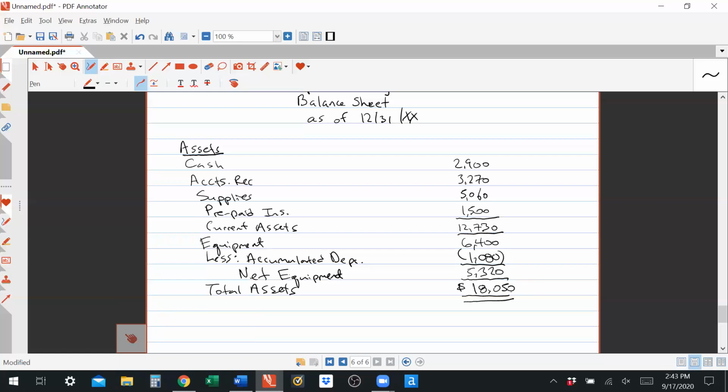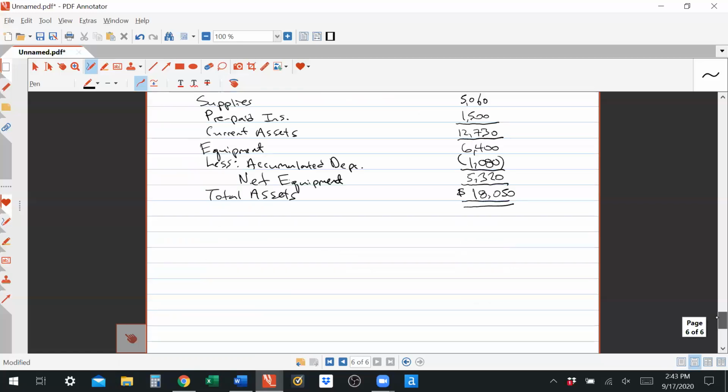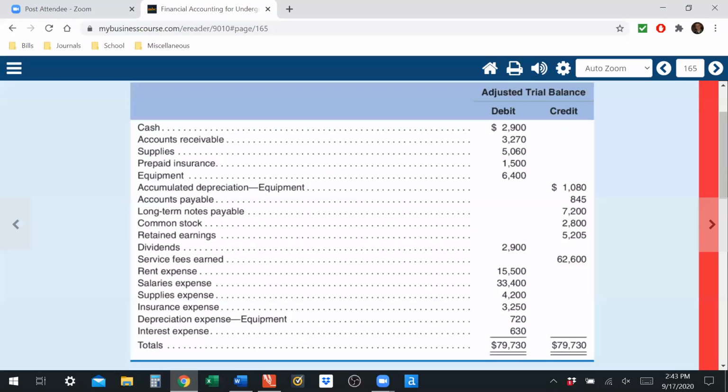Now we go make the liabilities and owner's equity section, and the sum of those should equal $18,050, or else we've made a mistake. So let's do liabilities now. Our liabilities are accounts payable. That's the only current one. And long-term notes payable. That's the only long-term one. This is a really easy section. So 845 and 7,200.